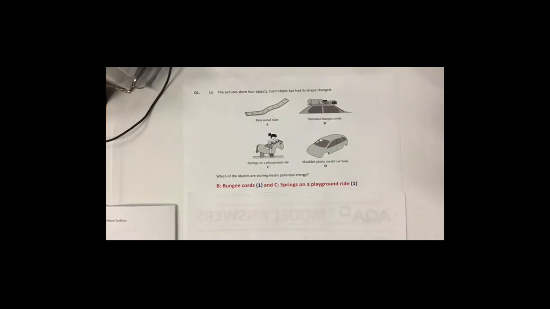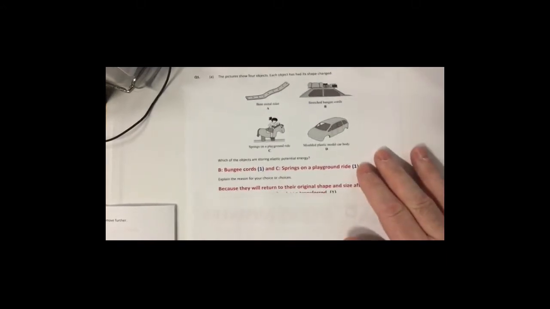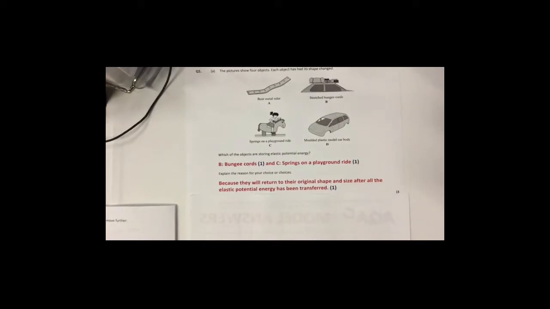So, why though? Explain why. That's 2 marks out of a 3-mark question. Why? Because with elastic potential energy, they will return back to their original shape. Once all the energy is being transferred, they will transfer back to their original shape.